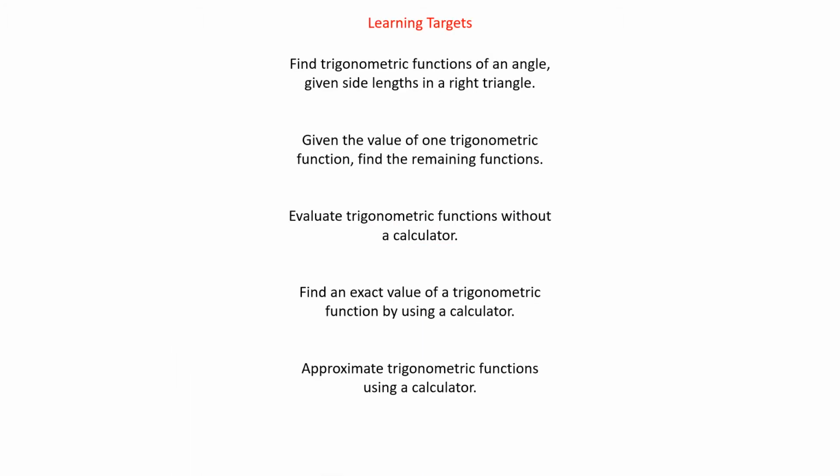So let's look at our learning targets. We're going to find trigonometric functions of any angle given side lengths of a right triangle. Given the value of one trigonometric function, we'll find the remaining functions. That's one trig value to find them all. It's a very Lord of the Rings feel to that one.